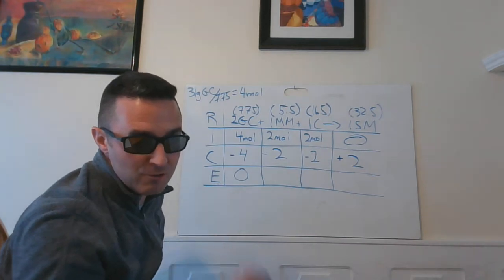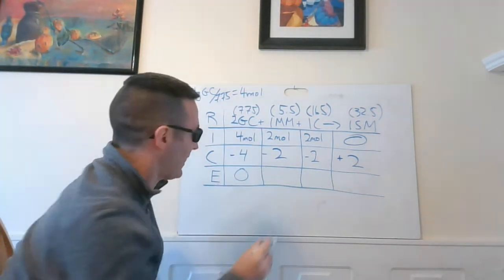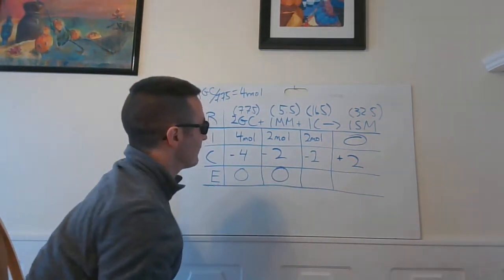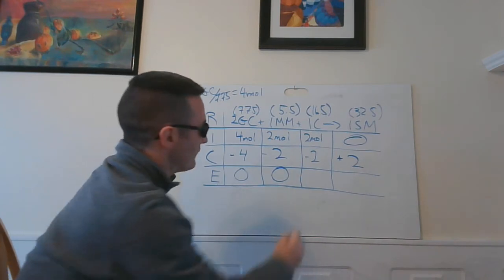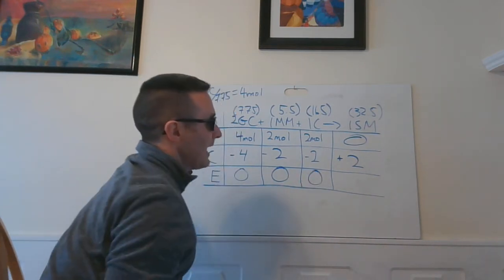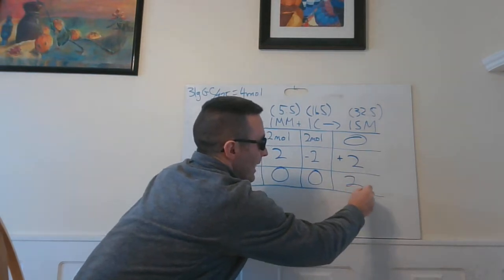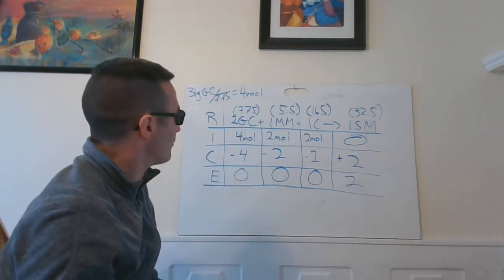So when you're done, you're not going to have any graham cracker left. And we're assuming we're 100% efficient. We're not making things complicated yet. We're not going to have any marshmallows left. We're not going to have any chocolate. And we're going to have 2 moles of s'mores.